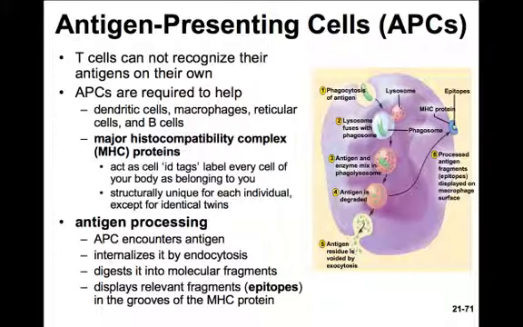So when an antigen-presenting cell encounters an antigen, as you can see here on the right, it internalizes it by endocytosis, digests it into molecular fragments, recognizes the epitopes, and then expresses them on the cell surface. Basically, it says to the T cells, hey, I've found some invaders, and this is what they look like.